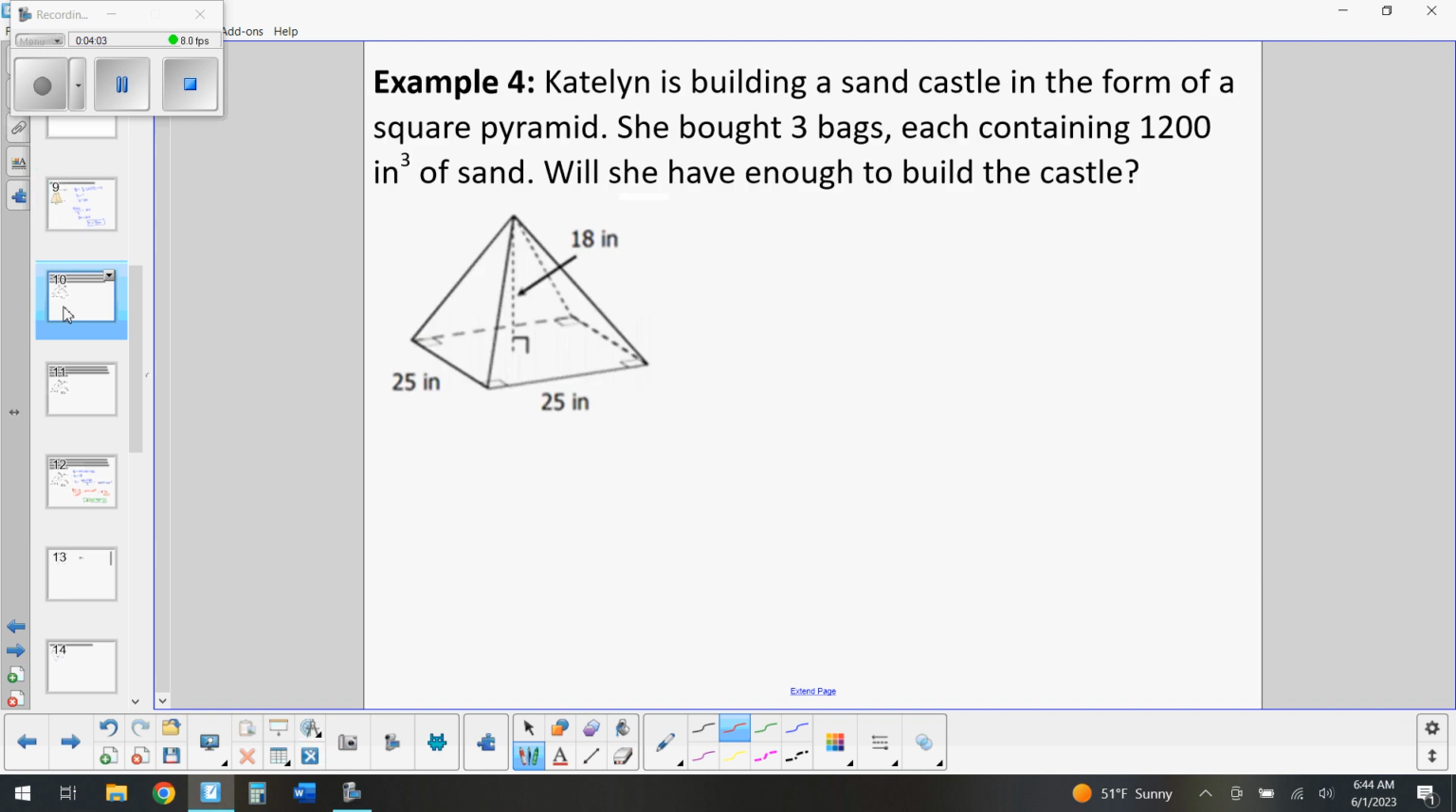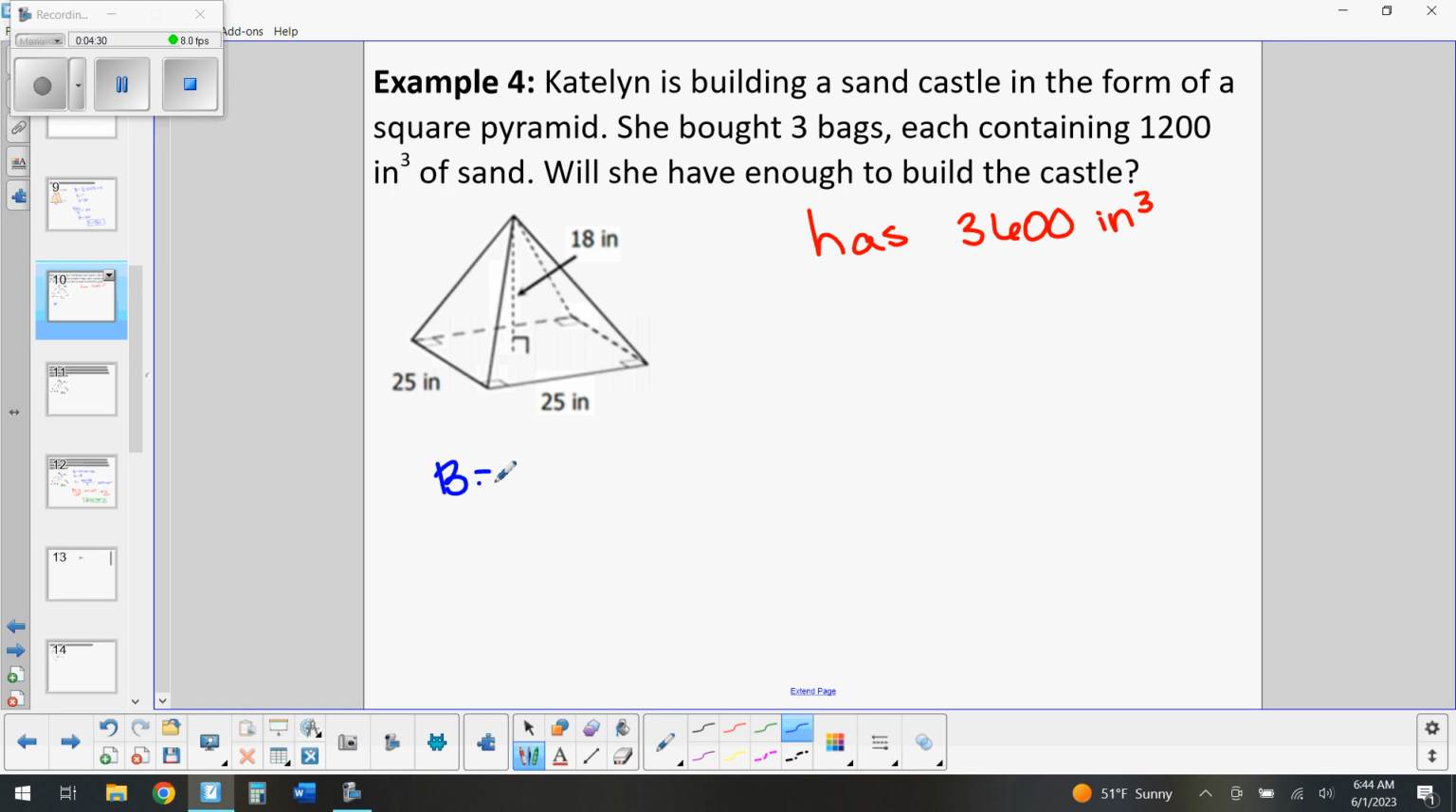For example 4, Caitlin is building a sandcastle in the form of a square pyramid. She bought 3 bags, each containing 1,200 cubic inches of sand. Will she have enough to build the castle? So she has 3 times 1,200, or 3,600 cubic inches. Now let's find the volume of this shape and figure out, is it more or less than that 3,600?